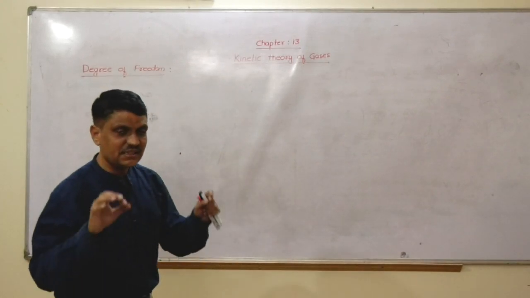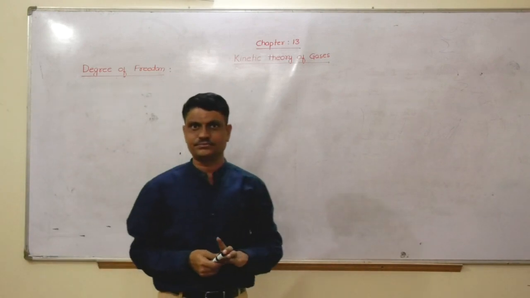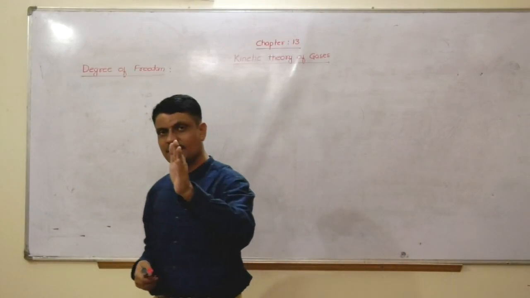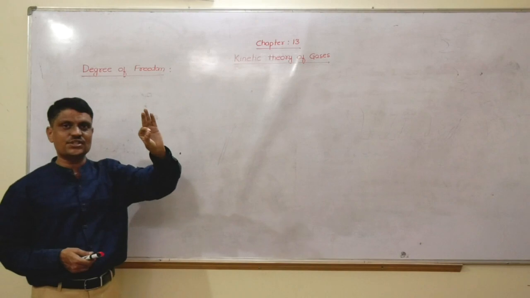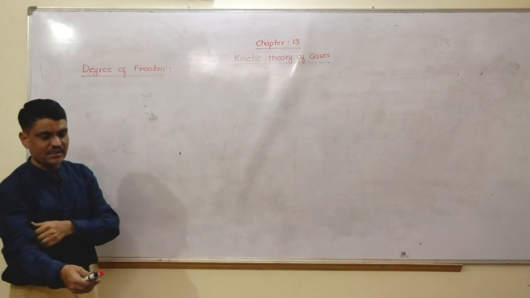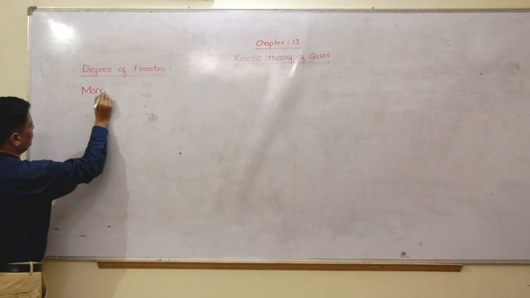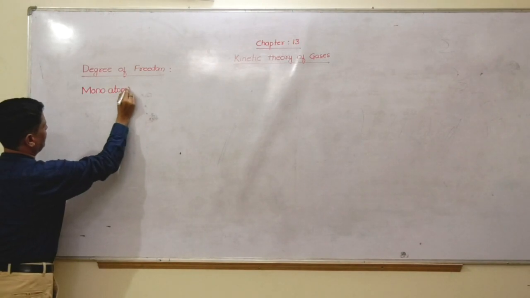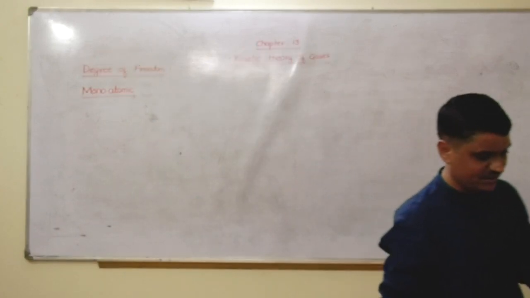Therefore, in this present situation, for NEET or JEE or KCET, try to remember degree of freedom means the number of independent terms in the expression of energy of a molecule. Okay, let's take one by one. First, monoatomic. Wait for a minute.